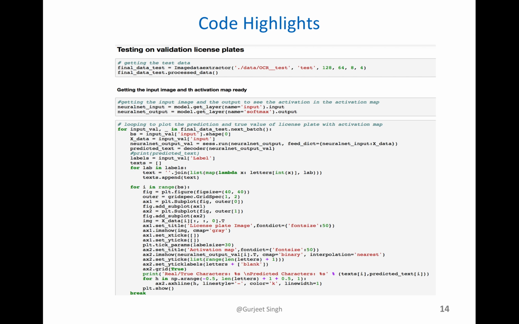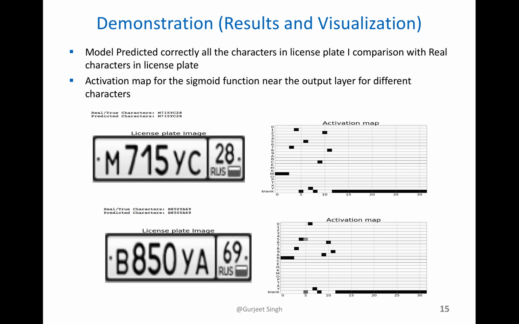So this is the code for generating the output. Here it is showing that we are loading the data in our image data extractor and then processing the data, and then you also want to see the activation map. So we are getting the layer output of the softmax, and the next function is basically looping to plot the different predictions.